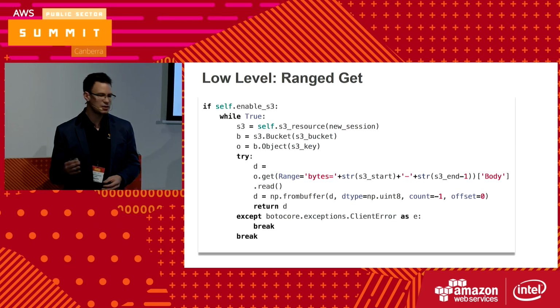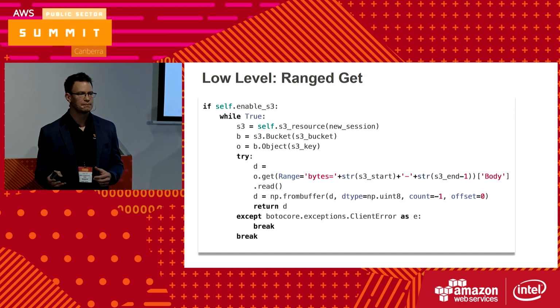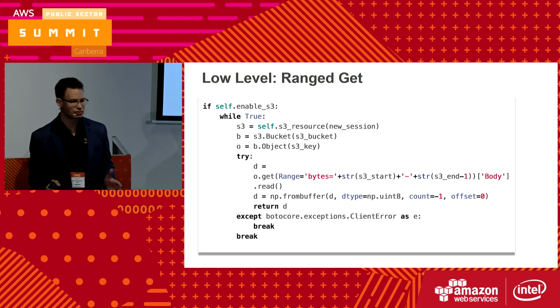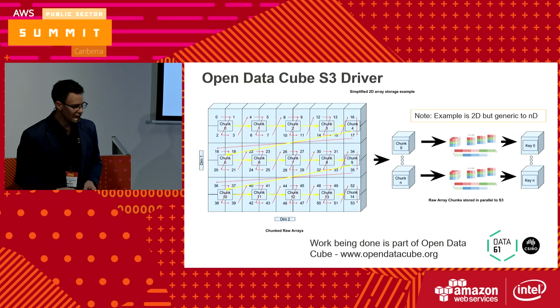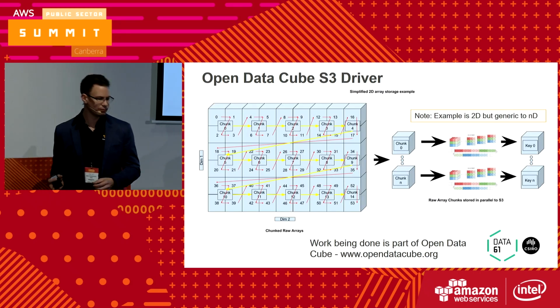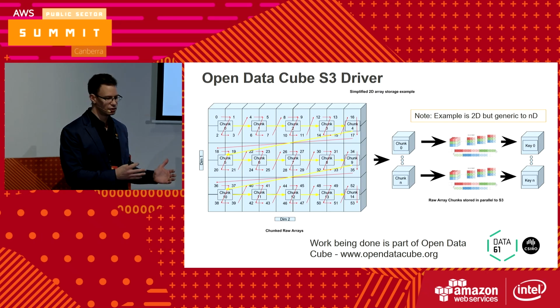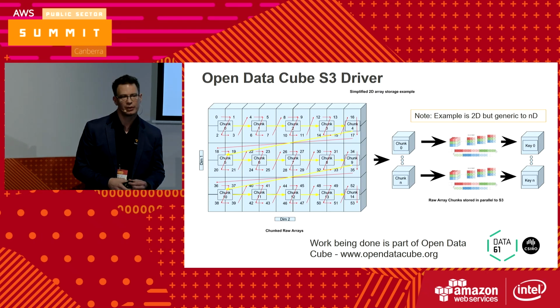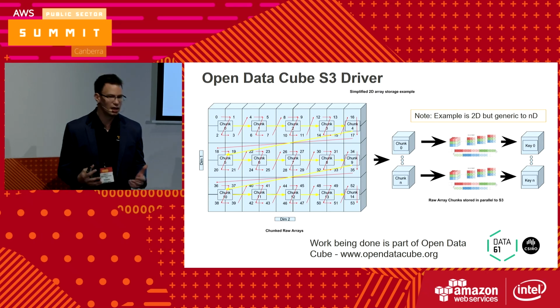And if you want to go even deeper than that, you can use the SDK to access all aspects of the S3 API. For example, here using the ranged get that I mentioned earlier to get that object down. This code example is from the S3 driver project, an S3 driver for the Open Data Cube that Data61, which is part of CSIRO, created in order to manage really large data sets really easily.